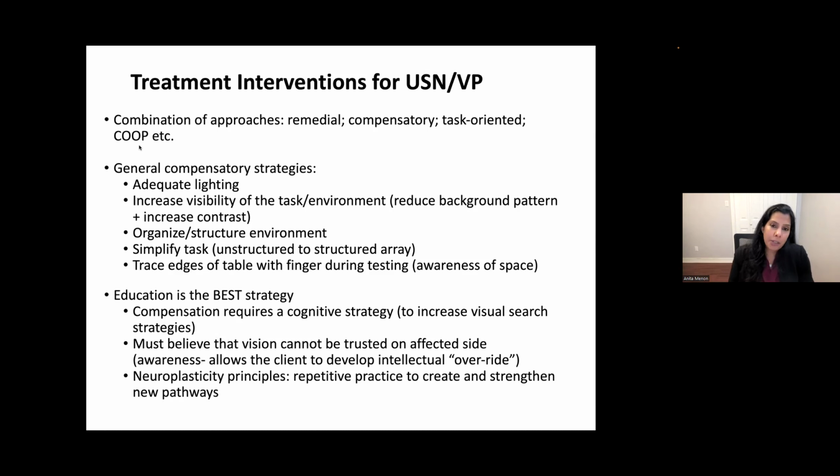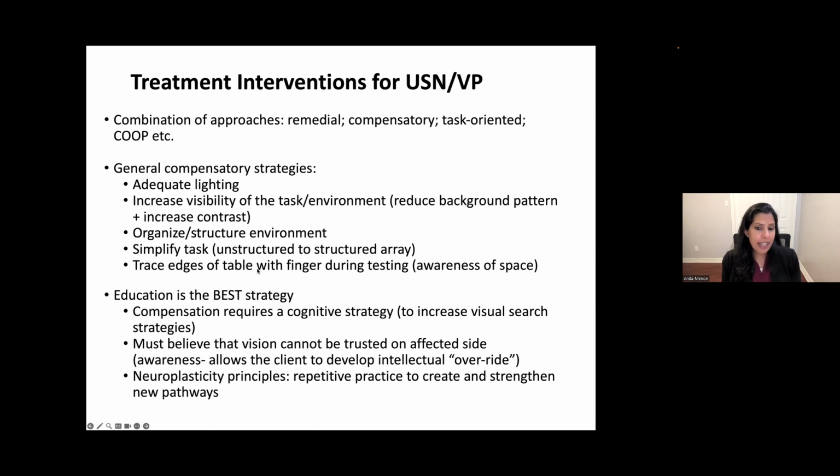So we talked about different examples. When we use examples like the line bisection test, it is quite a structured test versus the Bell's test or the star cancellation test, which would be considered a bit more unstructured and has a lot of distractors. So that's something to really think about when we're approaching visual scanning and trying to treat the clientele: we want to really think about simplifying.